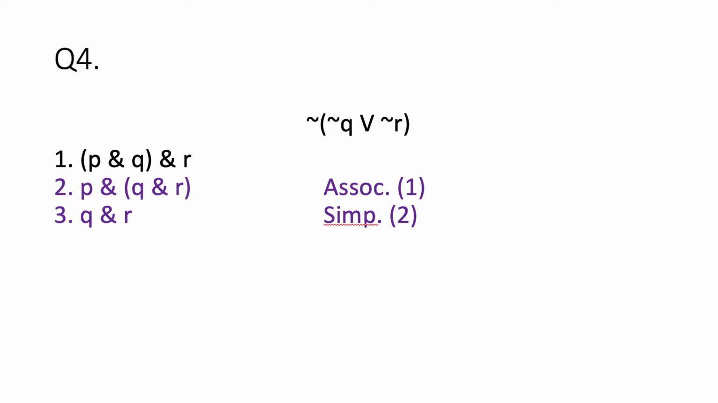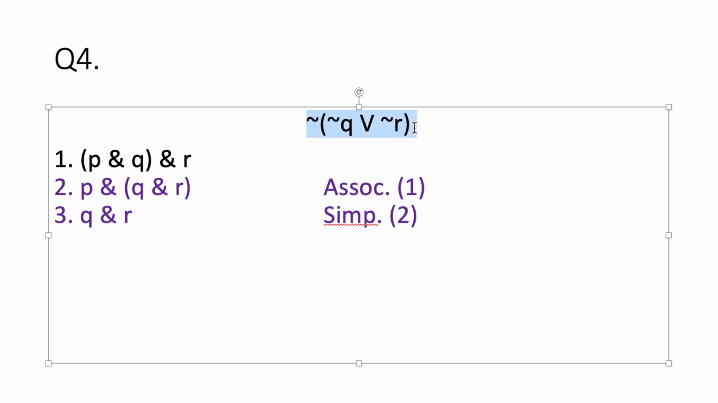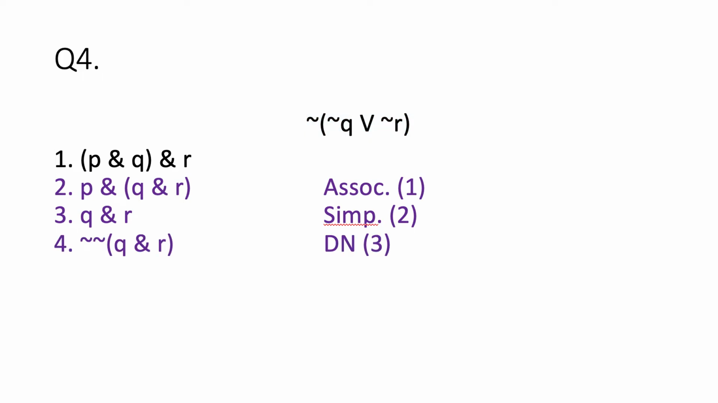I'm going to do double negation then on 3. I'm going to do that because I think eventually, the step after the next one, I'm going to do De Morgan's, hoping to get my conclusion. So I'm going to do double negation on this. And now I'm going to do De Morgan's on line 4.